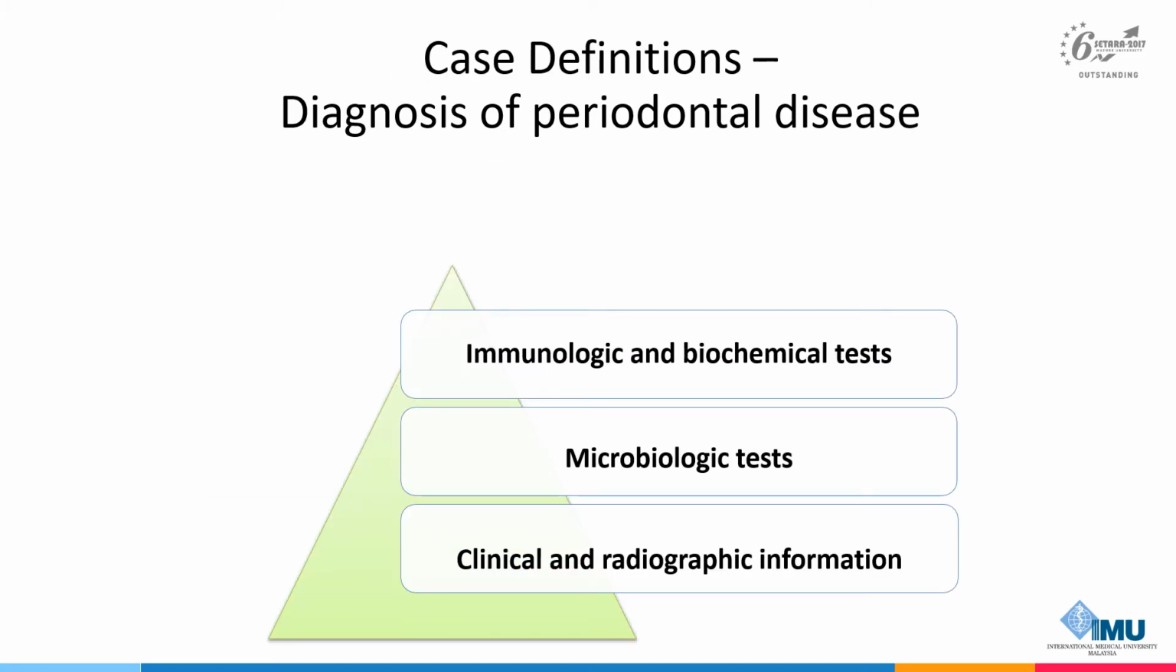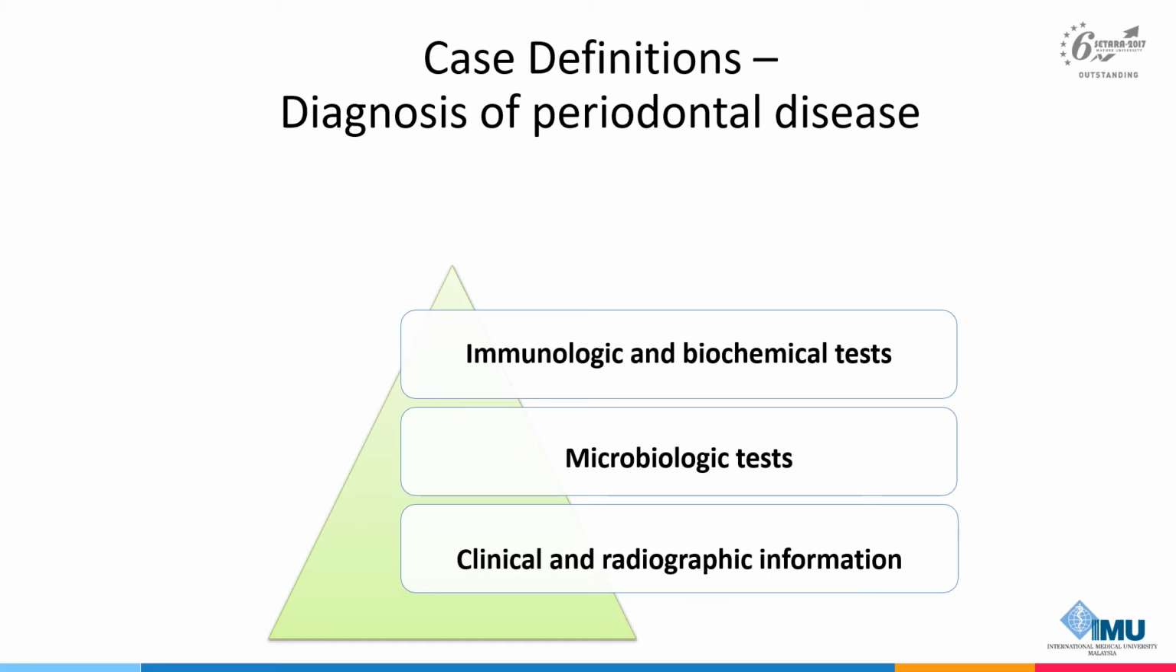The case definitions for the diagnosis of periodontal disease. Case definitions are methods used to diagnose periodontal disease or periodontitis. They can be classified as three types: immunological and biological tests to measure the individual's response to periodontal pathogens are still in the developmental stage. Because periodontal disease is a chronic infectious disease, microbiological tests have been developed to detect the presence of specific periodontal pathogens in the gingival sulcus or pockets and hence can form the basis for the diagnosis of disease.